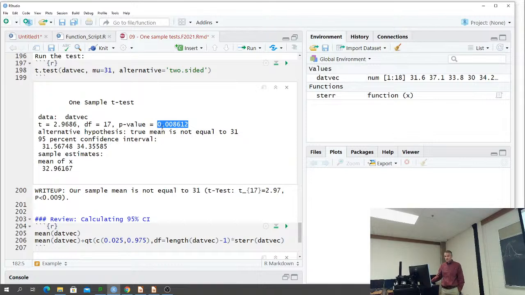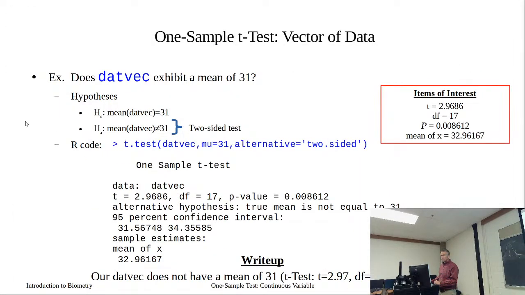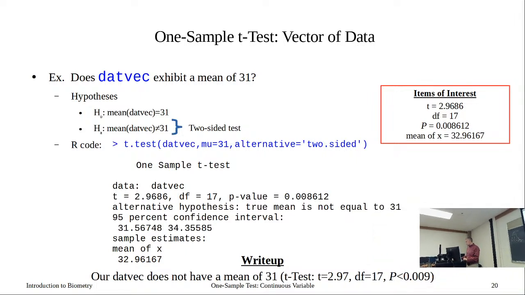So we look at our p-value. That's what we look at. If it's less than 0.05, they're not equal. If it's greater than 0.05, they are equal. And that's what I have up here. Same type of thing. Again, items of interest: p-value, right here, our degrees of freedom, and our t.